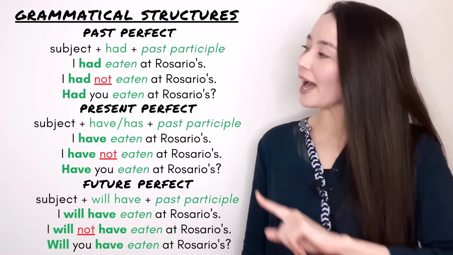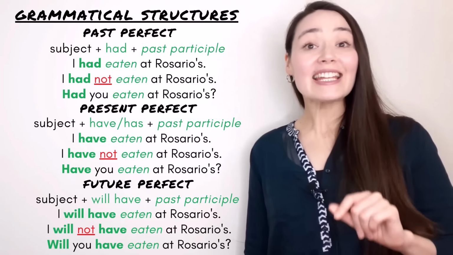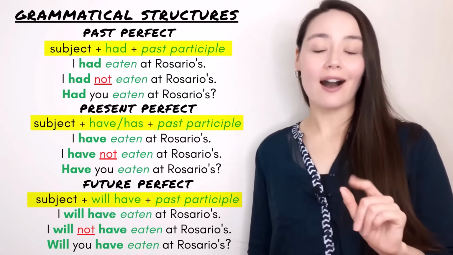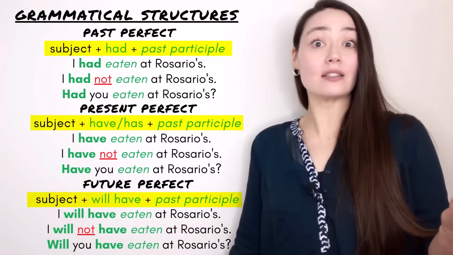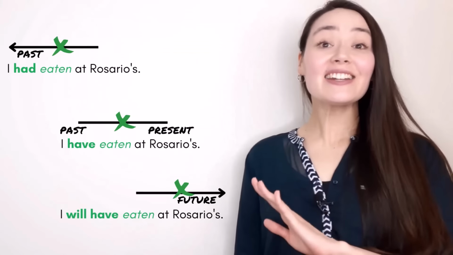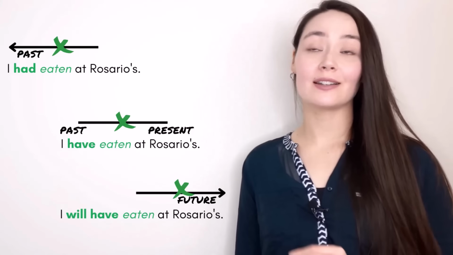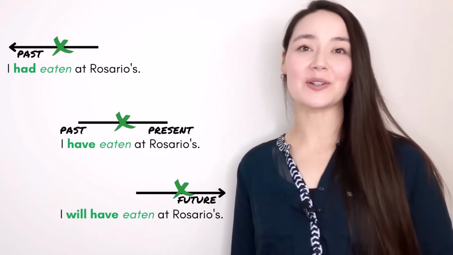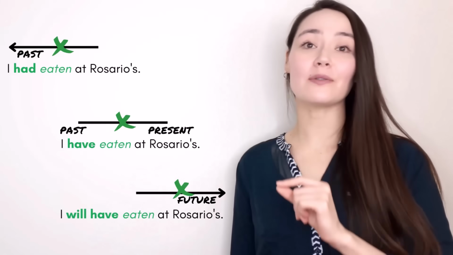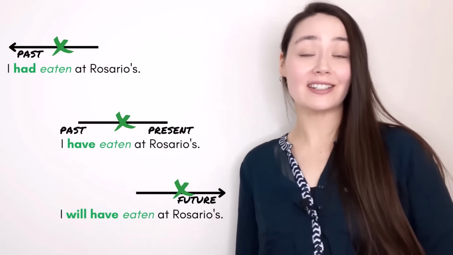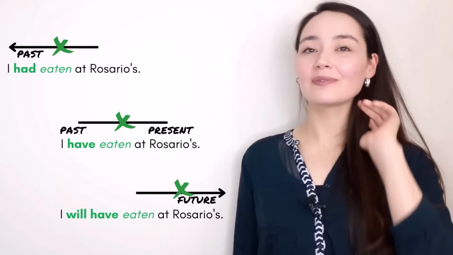Okay, so we have the grammatical structures, and in this lesson, I will keep the structures highlighted for you, of course. So how do we use these tenses? Here I have my timelines: present, past, and future. I have eaten at Rosario's. I had eaten at Rosario's. I will have eaten at Rosario's.